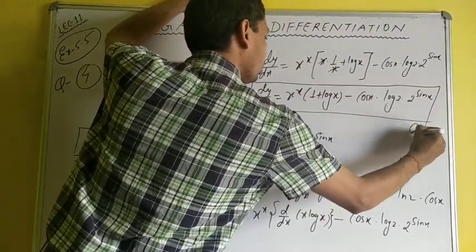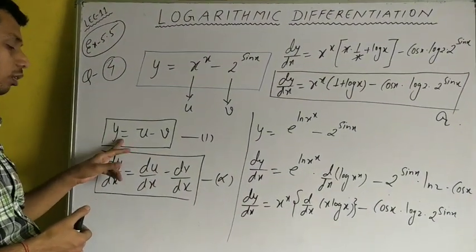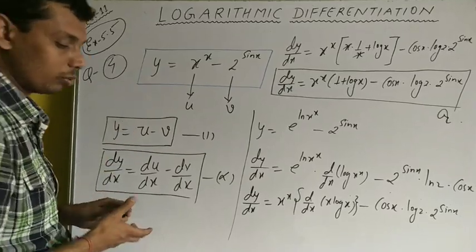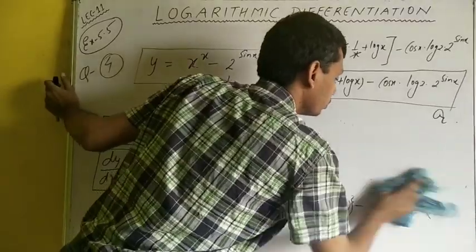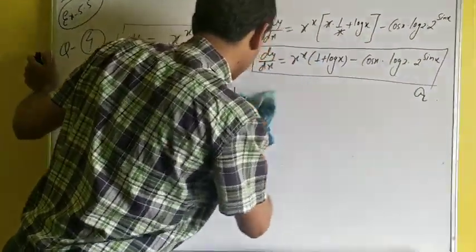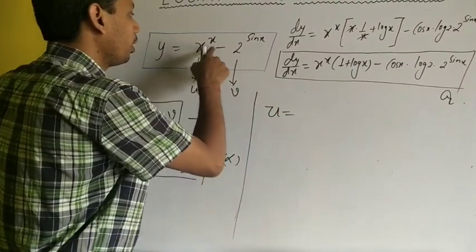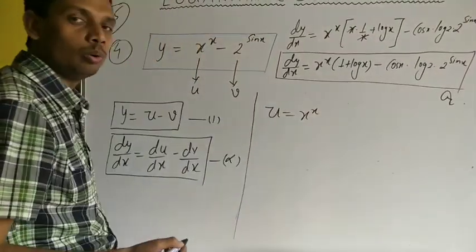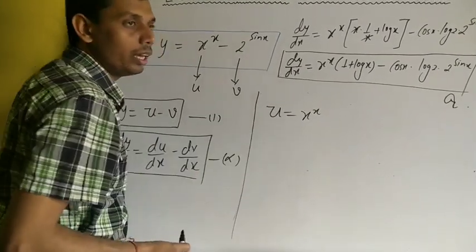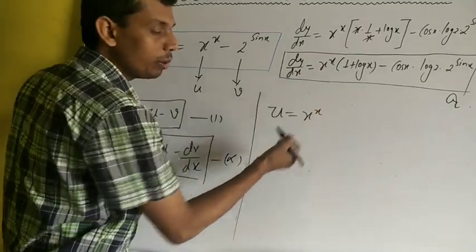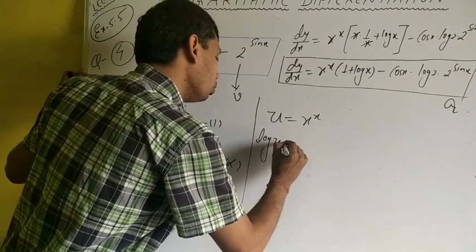Okay, this is one of the methods. The second method is this one, so let us discuss this also. Here we have assumed u is equal to x to the power x, and as we know, if the given function is expressed in the form of function to the power function, then we proceed by taking log. So here log u will be equal to x log x.